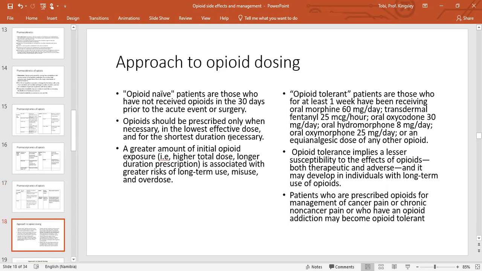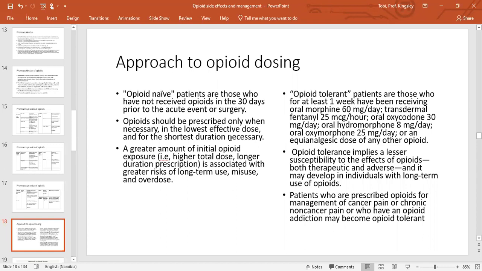Okay, so approach to opioid dosing. I don't know if you remember, there was a time I was asking a question about opioid naivety. All right, and we'll talk a little more about it here now. What do we mean if we say a patient is opioid naive? It means that patients who are opioid naive are those who have not received opioids, any form of opioid, in the 30 days prior to any acute event or surgery. So any patient who has not received opioids in the last 30 days can be classified as opioid naive.